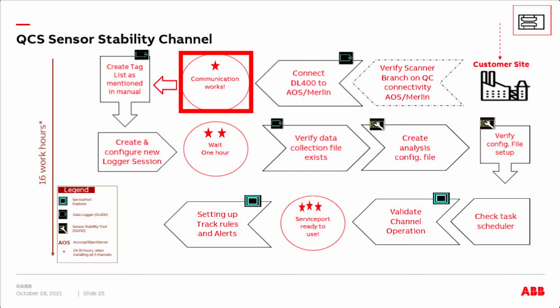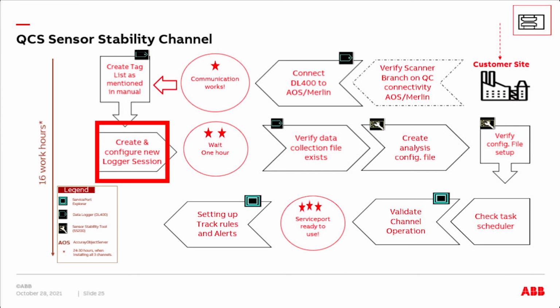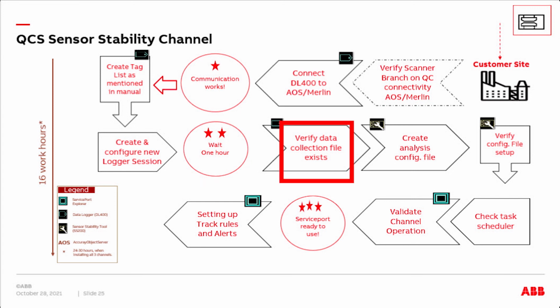Once the communication is established, we'll create a tag list. Basically, those are the standard tag lists like the scanner name, the channel, the type of sensors and the signals. Once the tag list has been created, we will create logger sessions. There can be multiple logger sessions based on the scanner. If we have 5 scanners, then there will be 5 logger sessions. We'll wait for 1 hour. Why do we wait for 1 hour? Because we need to wait for one standardized to occur. Once the standardized occurs, we will verify the data, whether the data has been collected and is good.